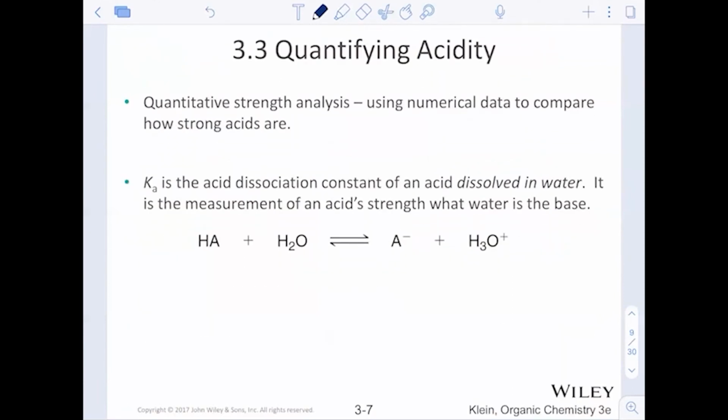All right, let's get into quantifying acids. Quantifying meaning numbers will be able to be seen here. Now, how do we talk about quantifying acidity? What makes a good acid? Just a couple of things that I want to get out first. Using numerical data to compare how strong acids are. That term strong for an acid literally means that it is reactive. It's going to be good at donating a proton.